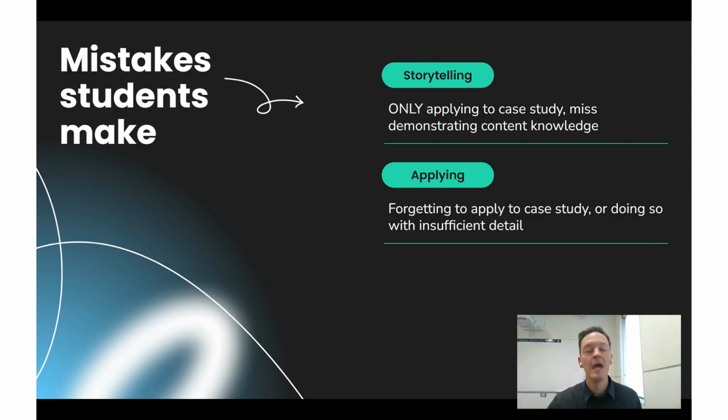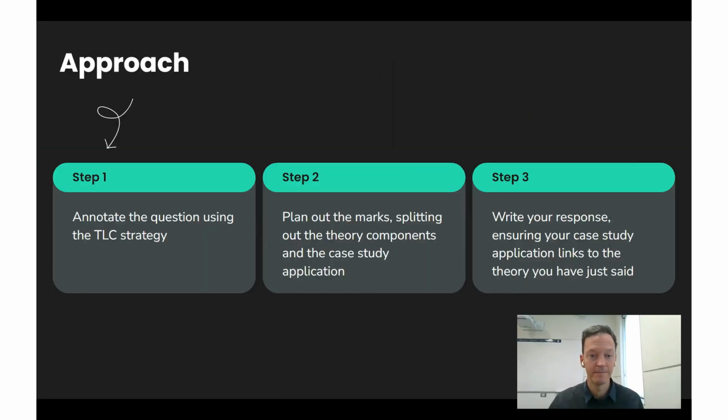but they haven't actually drawn any content in from what they've learned. And then the second problem is forgetting to apply to the case study and essentially just giving a theoretical answer, or doing so with insufficient detail, just using very generic language. We want to avoid both of those things, and this split approach is a way that you can do that.